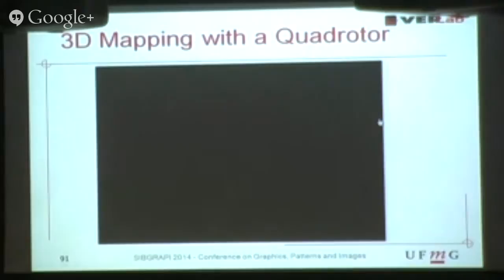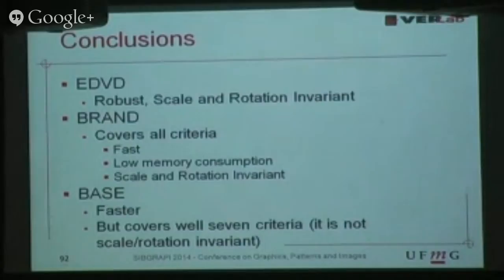All right. So, basically, the conclusions, I think you were able to see that, of course, the EDV is robust to scale and rotation, right? BRAND covers all the criteria, bases faster, but it fails on scale and rotation. Let me move on because of time.